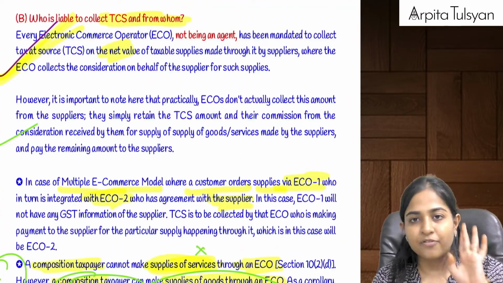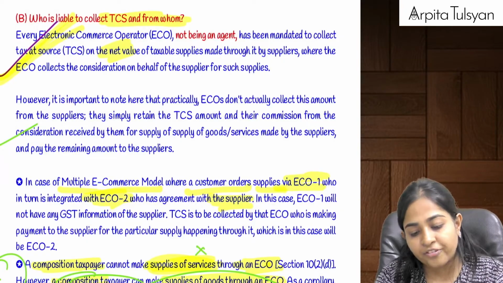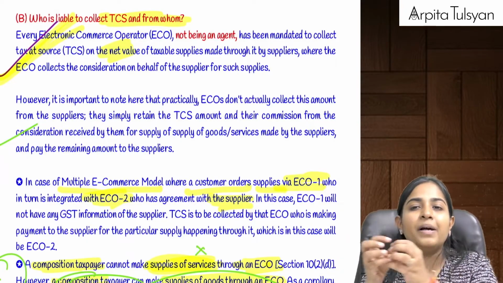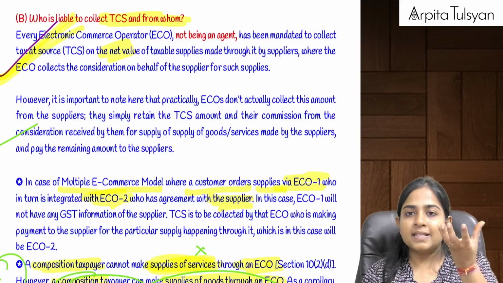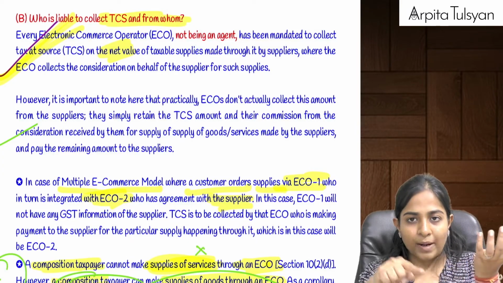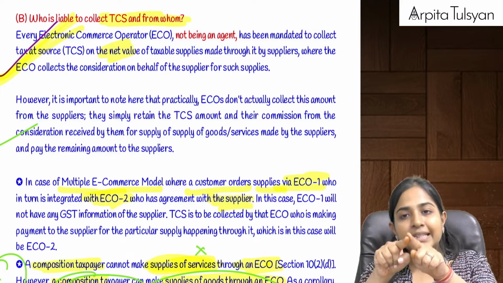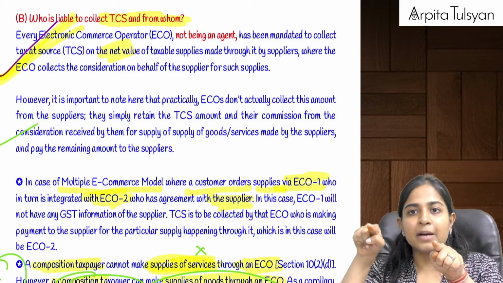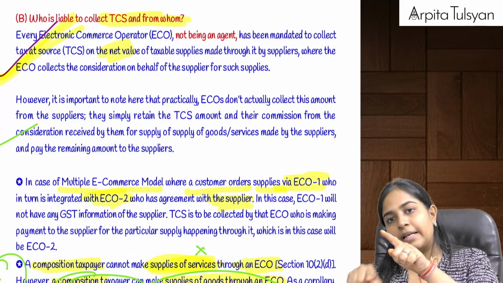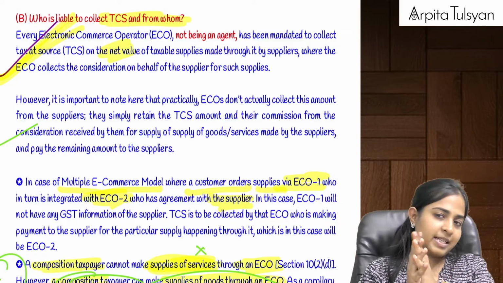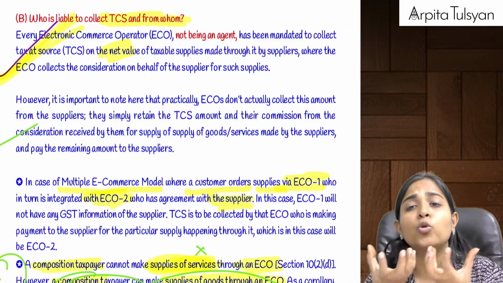Okay, what is the rate of TCS? Rate of TCS is 1%, that is 0.5% plus 0.5%. Now, what if there are multiple ECOs in between? There is a buyer who is buying the goods through one particular ECO. Then this ECO is integrated with some other ECO, and that person is ultimately having the agreement with the supplier. What if there are two ECOs in between?